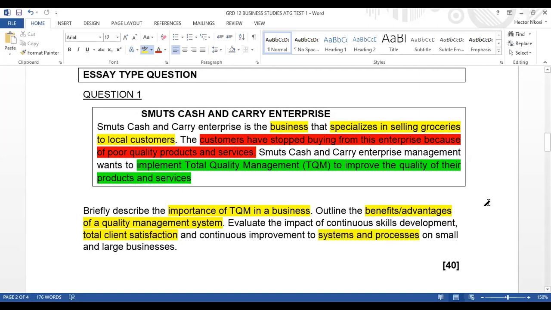So basically, okay, customer satisfaction and your skills development, right? So it's three things: skills development, total client customer satisfaction, and system and processes, basically, on large and small.